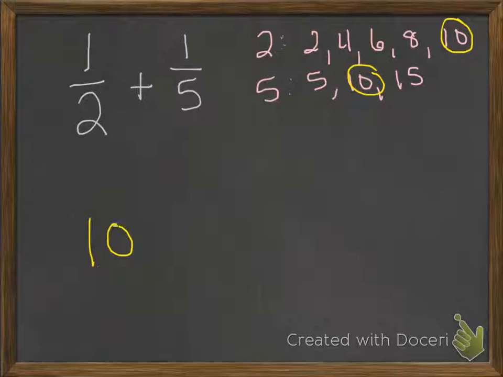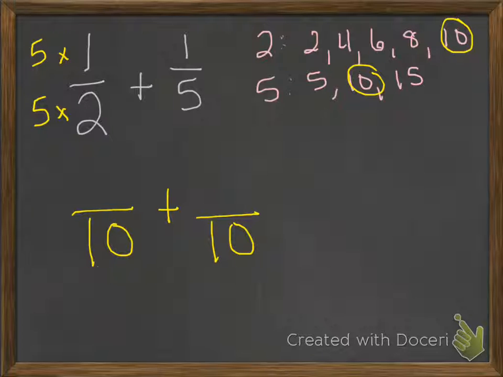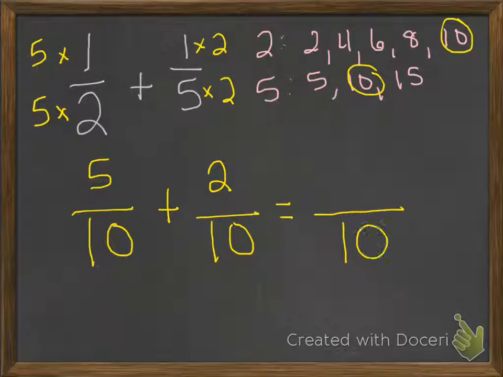So my goal is to get both denominators at a 10, and I ask myself, what number times 2 gives me 10? That would be a 5. Whatever I do to the denominator, I must do to the numerator. 5 times 1 is 5. And similar to the other side, 5 times what number gives me a 10? Well, that would be 2. And whatever I do on the denominator, I have to do to the numerator. 1 times 2 is 2. Now that we're looking at the same pieces of cake, the denominator stays the same, and I simply add the numerators. 5 plus 2 is 7.